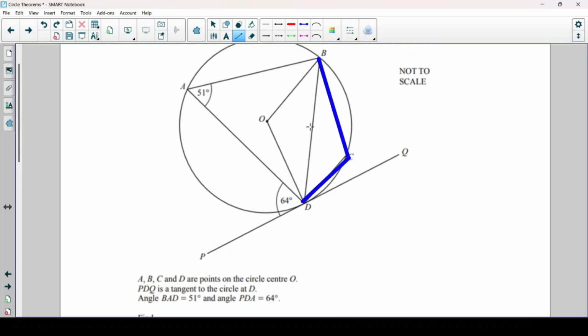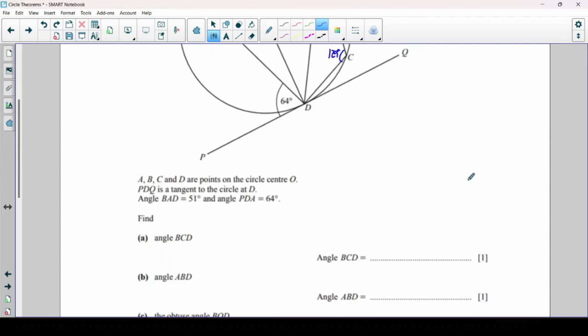BCD is there. To me, this first part looks like we're going to be using that cyclic quadrilateral. These are the four points on the circumference. Careful, the cyclic quadrilateral can't have one of the points at the centre, so it's definitely not with that. So these two angles must add up to 180 degrees. So I'm going to do 180 take away 51, and if I'm not mistaken, that is 129 degrees. Okay, so using the cyclic quadrilateral.